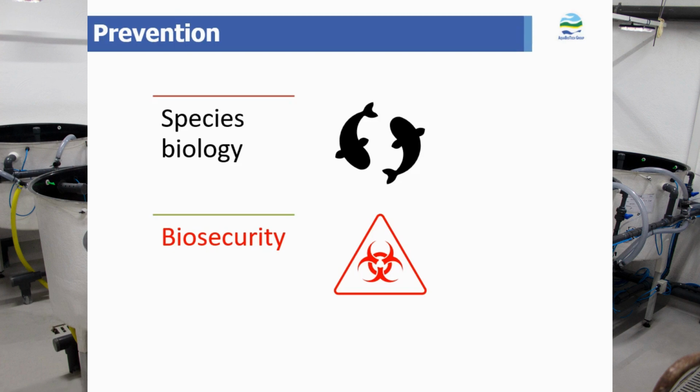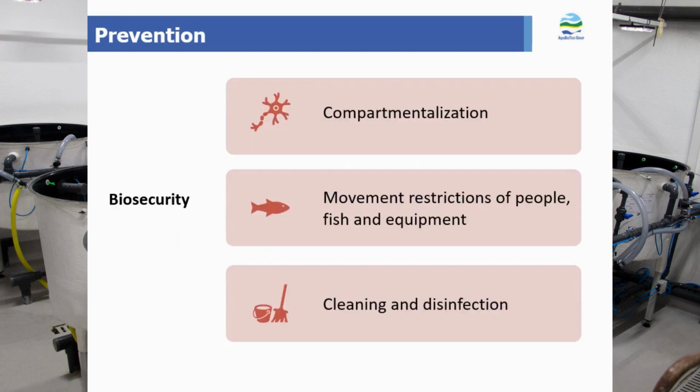Now we will continue with the second part of prevention in fish medicine, biosecurity. Biosecurity refers to measures aimed at preventing the introduction and spread of harmful microorganisms to animals in order to minimize the risk of transmission of infectious diseases. In general terms, these are the basic biosecurity measures applied in any facility that holds animals, not only fish.